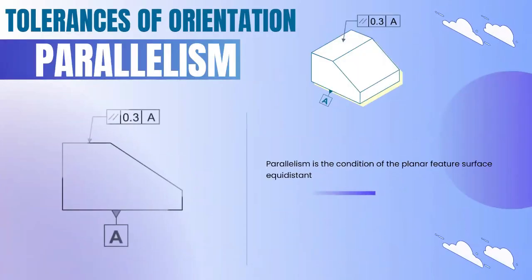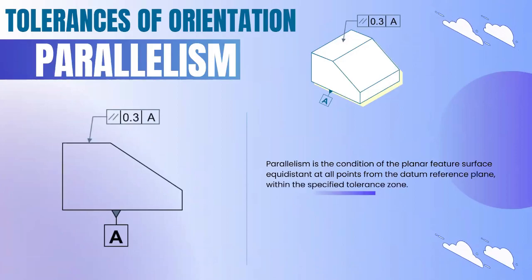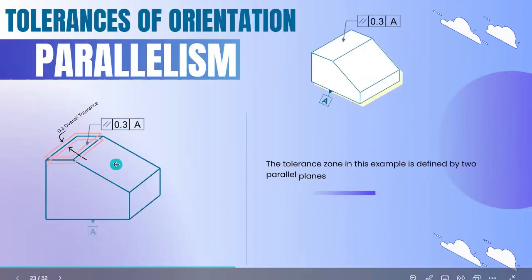So next one, parallelism. In this picture, they are asking for parallelism on the top plane. 0.3 is the tolerance. Datum is A, which means the bottom plane is the datum. Parallelism is where the feature, with respect to the datum, should maintain equivalence or 0 degrees. So the feature must be equivalent or 0 degrees with respect to the datum. Here the feature is a plane, so the tolerance will be two parallel planes.